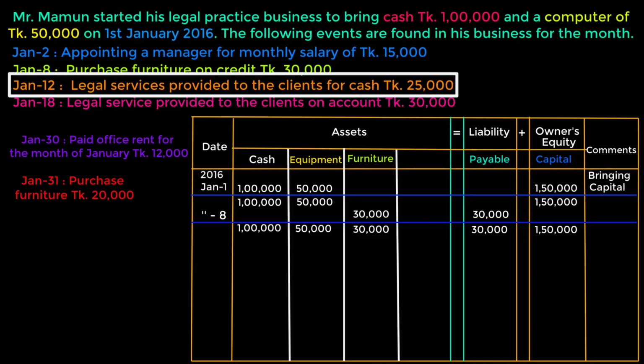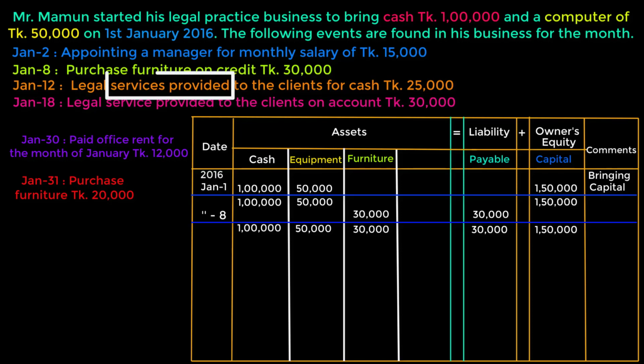Look at this transaction on January 12. Legal services provided to the clients for cash, taka 25,000. Do remember, whenever we get a transaction in the stem where a service is provided, we will always have to think that providing service is an income, whether it is on cash or on credit. We will write the date January 12 here.